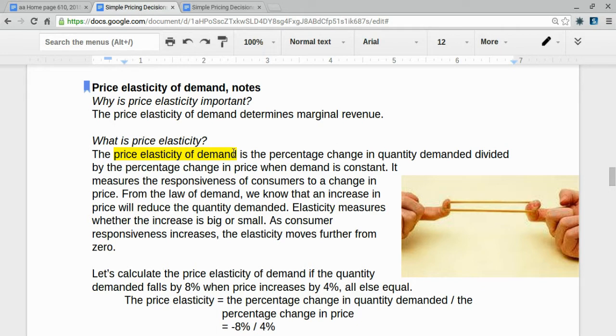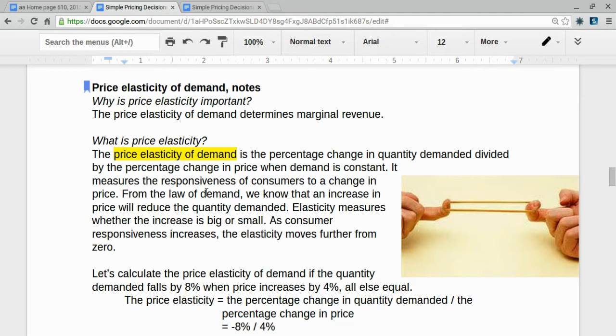The price elasticity of demand is the percentage change in quantity demanded divided by the percentage change in price when demand is constant. It measures the responsiveness of consumers to a change in price. My picture here shows a rubber band. The more elastic the demand, the more give there is. The less elastic demand, the less give there is.